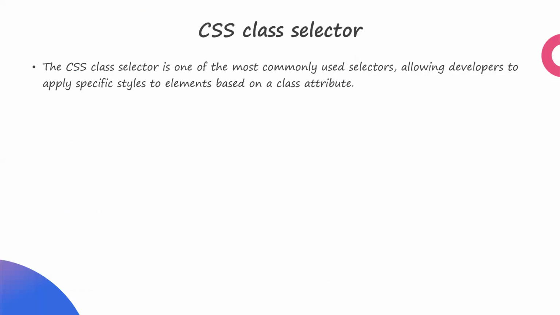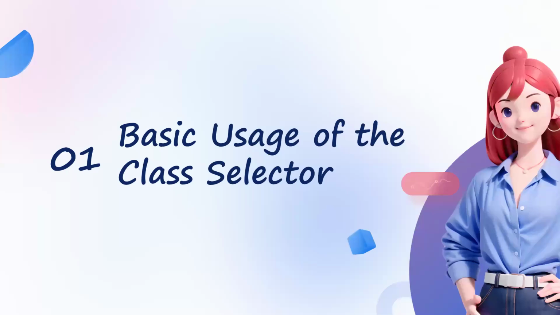So the CSS class selector is one of the most commonly used selectors, allowing developers to apply specific styles to elements based on a class attribute. You can give the element a class attribute, then use the value of that class attribute to create a CSS rule in your CSS file. So let's take a look at the basic usage of the class selector.